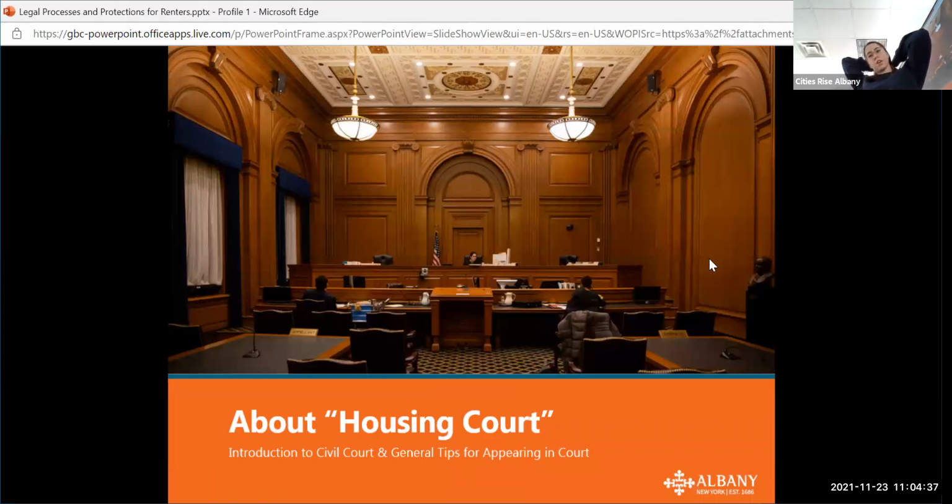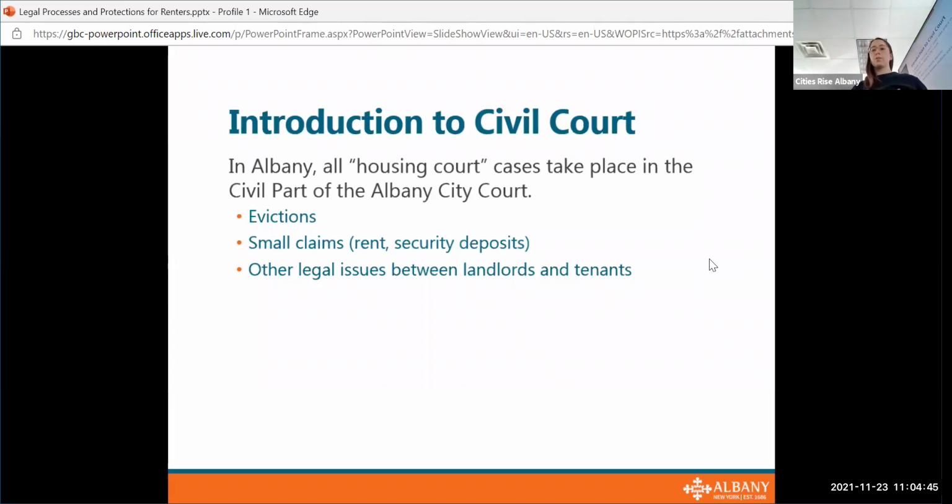So the first section of this presentation is just going to focus essentially on an introduction to housing court in the City of Albany. Housing court in the City of Albany is part of the Albany City Court. The types of housing cases handled in Albany City Court involve evictions, small claims issues, which could include things like rental arrears or security deposits, and essentially any other legal issues that come up between landlords and tenants.